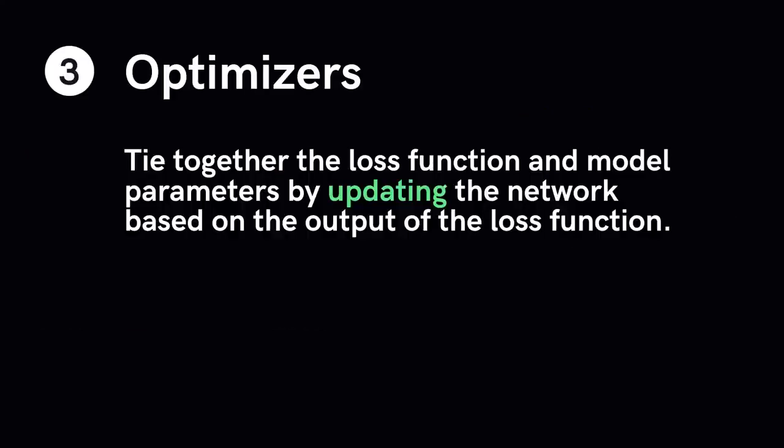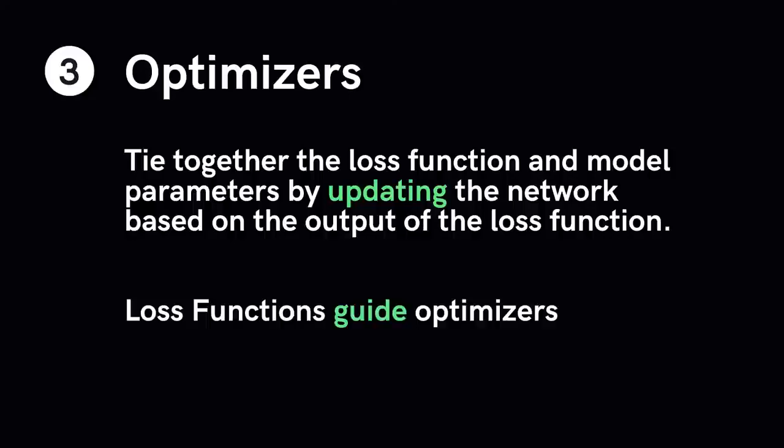They tie together the loss function and the model parameters, or the weights and biases, by updating the network in response to the output of the loss function. In simpler terms, optimizers shape and mold your model into more accurate models by adjusting the weights and the biases. The loss function is its guide. It tells the optimizer whether it's moving in the right or the wrong direction.